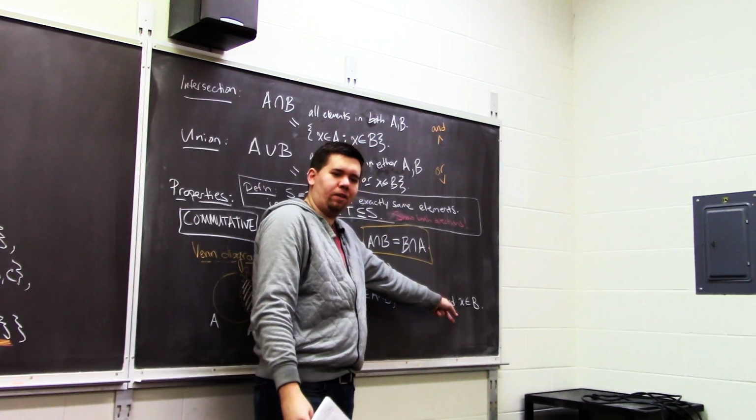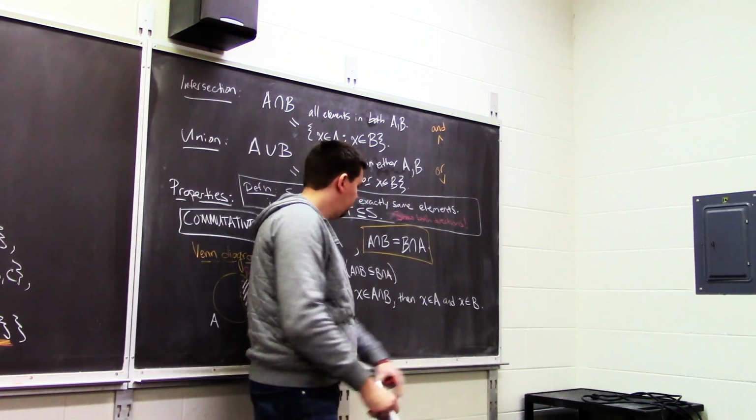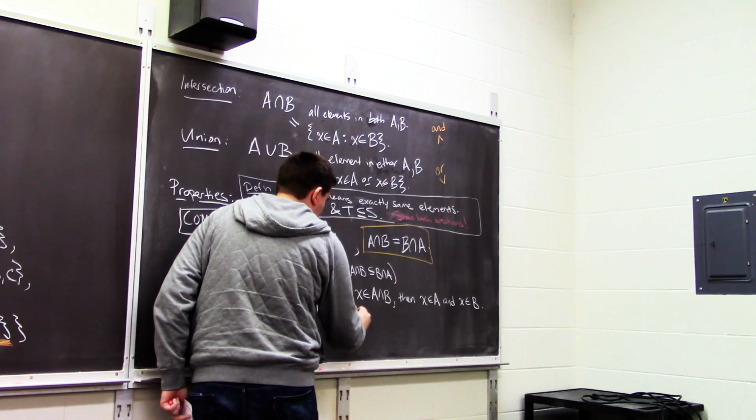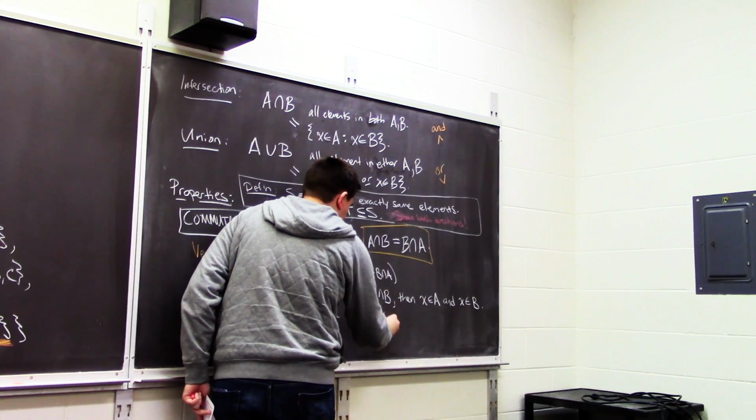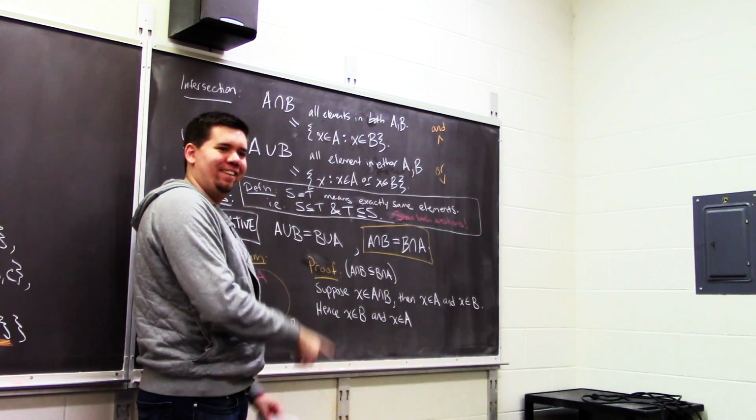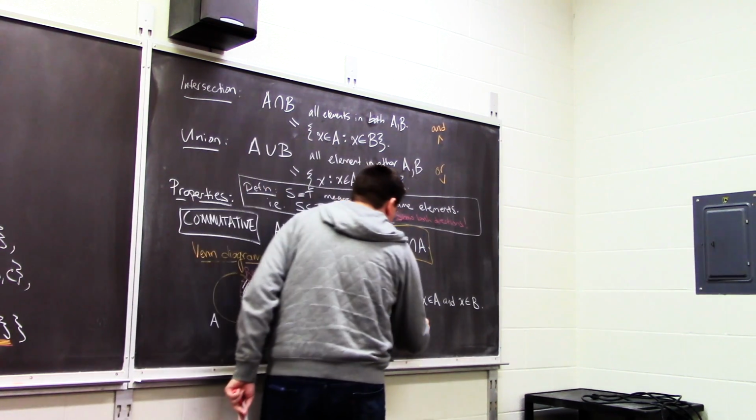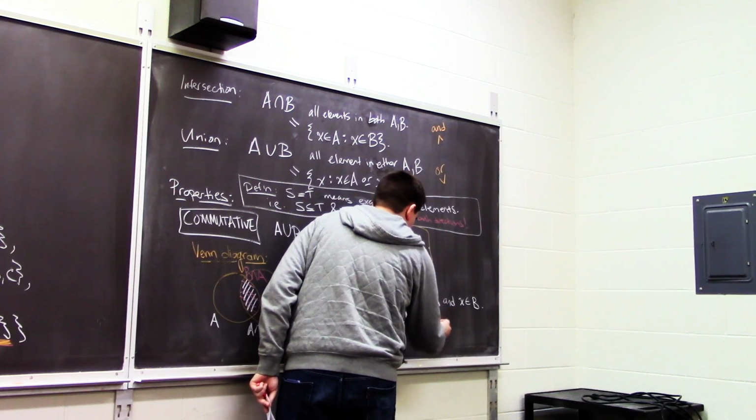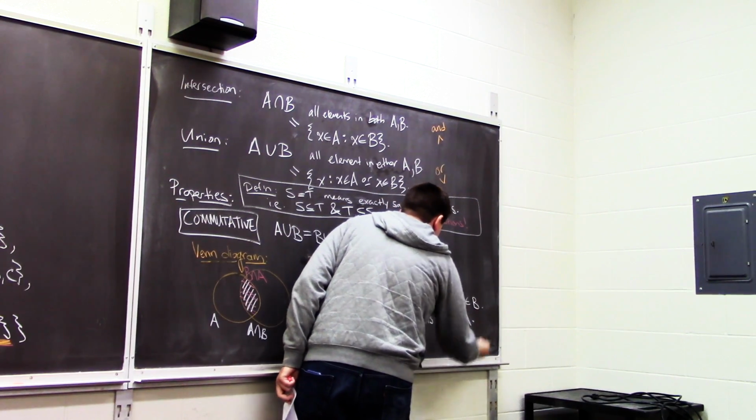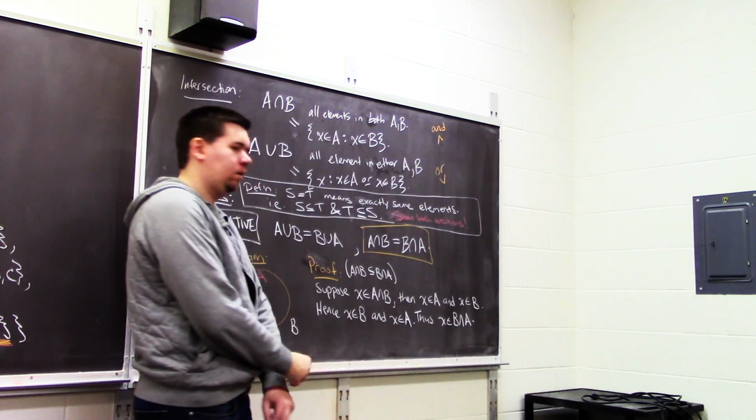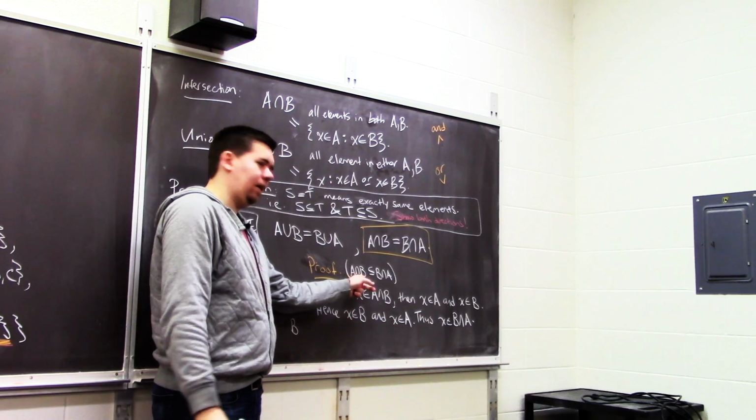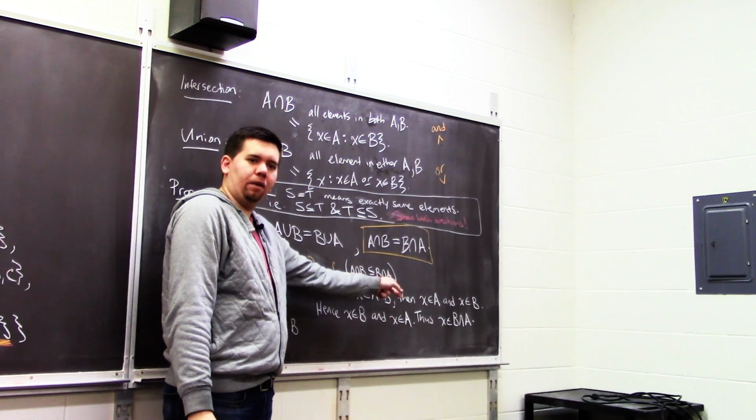But the logical connector and is commutative. Hence, X also lives in B, and X lives in A, right? Thus, X lives in B intersect A. And now we've shown that A intersect B is a subset of B intersect A.